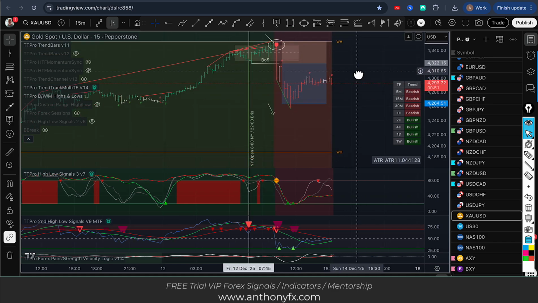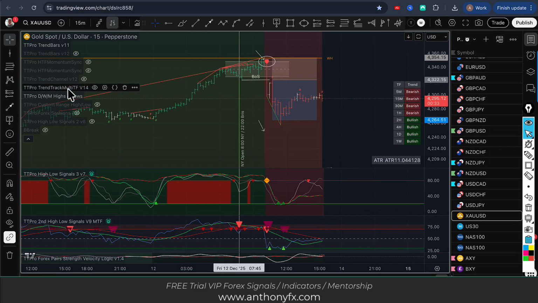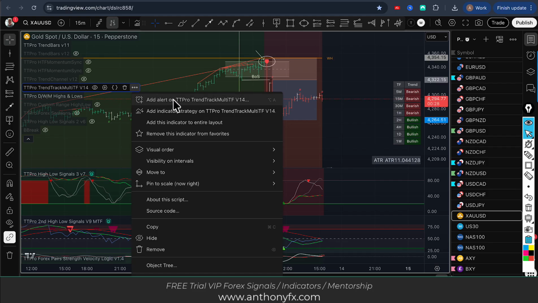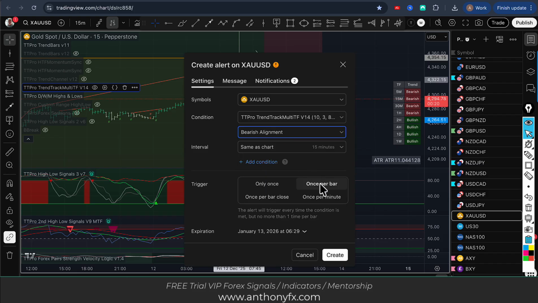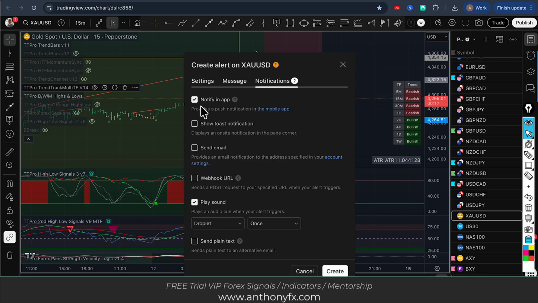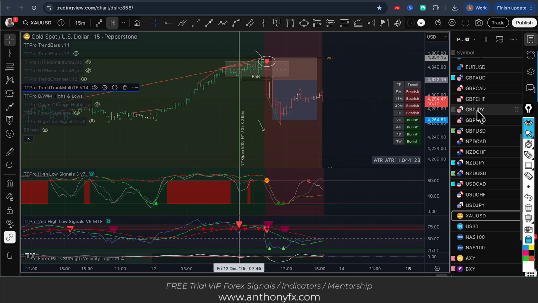You know you're looking for a bearish pullback. See how it's been bullish? You're going to go for that. It's a counter trend trade. The first thing you do when you know what you're looking for is you come into the Trend Track Multi, go to the 3 dots, and set it up on the 15-minute, because we're trading a 15-minute chart. Add the alert, and you're looking for bearish alignment. Just once per bar, let it make some noise and notify you in your app if you like. That's it. Bearish alignment once per bar, and then create. I've already done it, so I won't do it again.